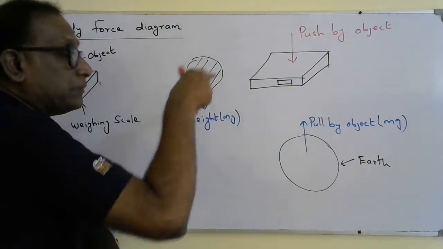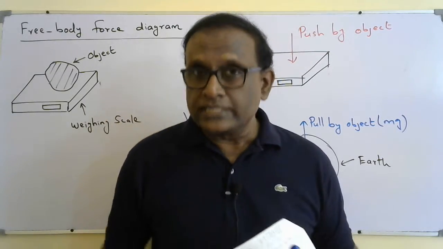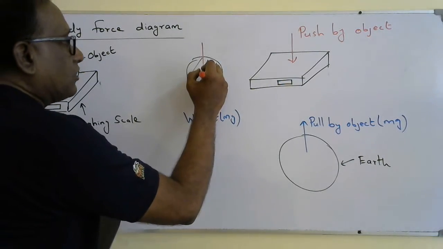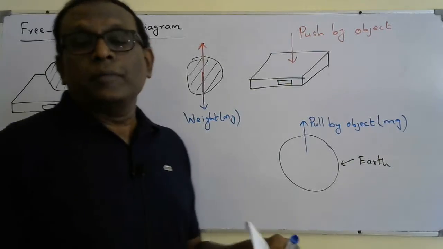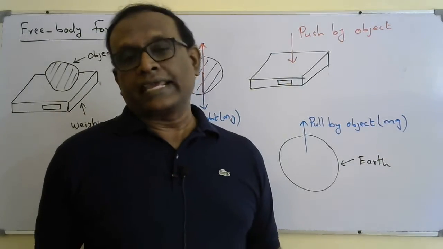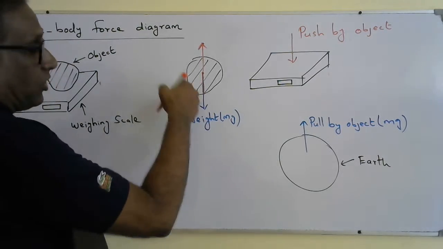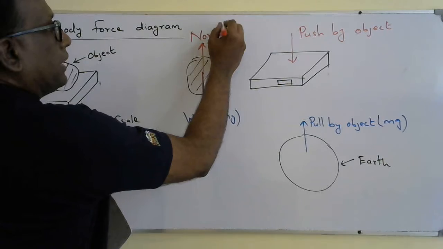So when the object pushes the weighing scale downward, it's a contact force. According to Newton's third law, the weighing scale will push the object in the upward direction. That is called normal reaction, or I can call it the push by the weighing scale. Normally we call the force acting on the object in the upward direction normal reaction.